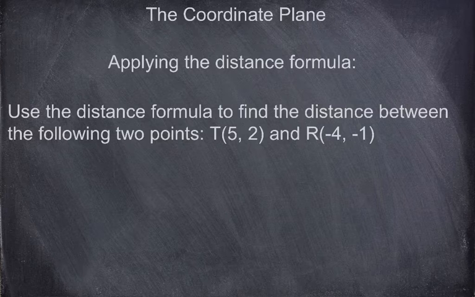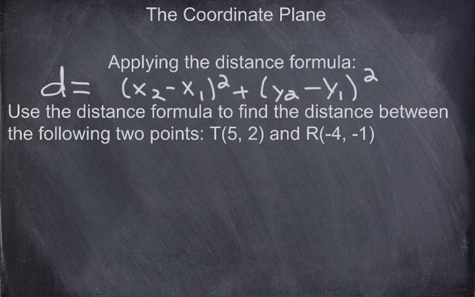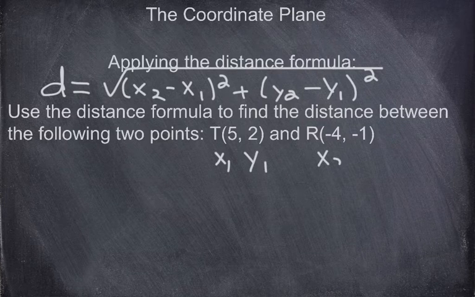Now it says use the distance formula to find the distance between the following 2 points. And again, let's write that out. The distance is equal to x2 minus x1 squared plus y2 minus y1 squared, and it's the square root of all of that. Now, it doesn't matter which one you make x1 and x2, so I'll just call the first one x1, y1, and this one x2, y2. And now we're just going to plug exactly into our formula to find the distance.